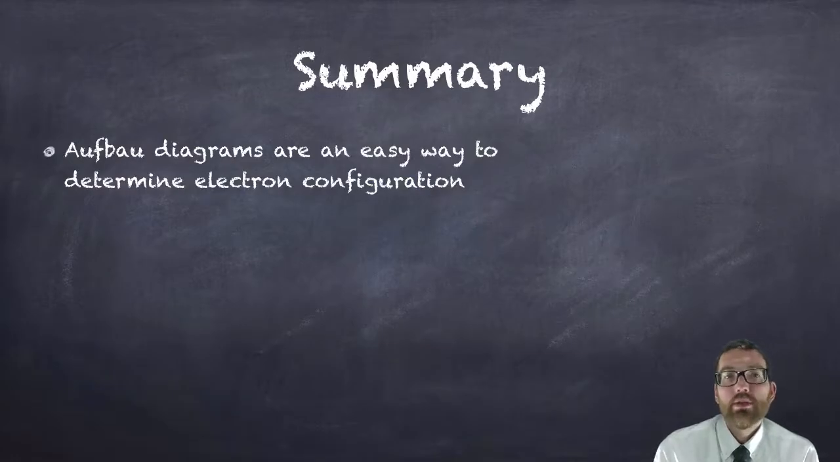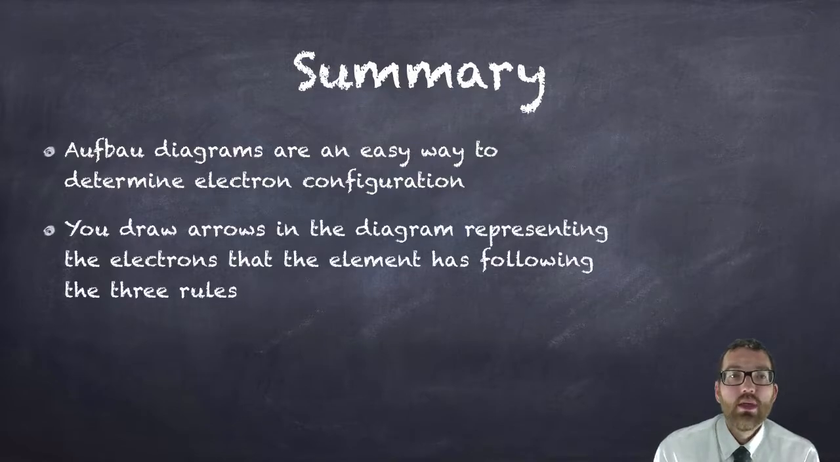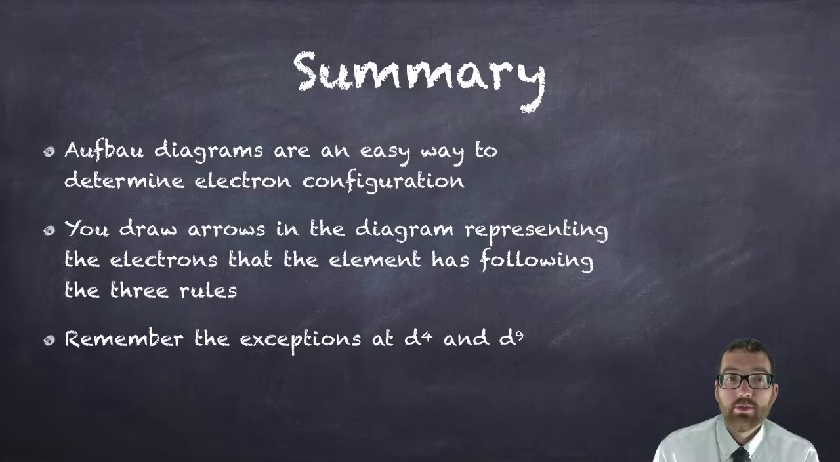So Aufbau diagrams are an easy way to determine electron configurations. Like I said, they're training wheels. We're going to work with them in class and practice them, but eventually I'm going to expect you to be able to do electron configurations without them, and I'll show you how in class. You can draw arrows in the diagram which represent electrons that the element has following the 3 rules that we learned. Remember the exceptions of d4 and d9.